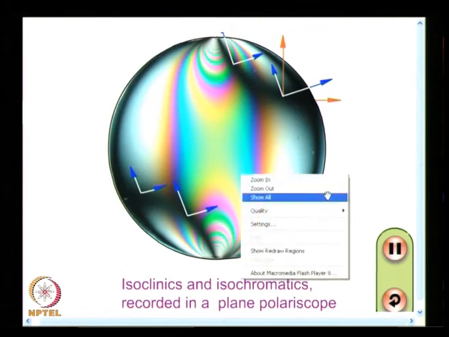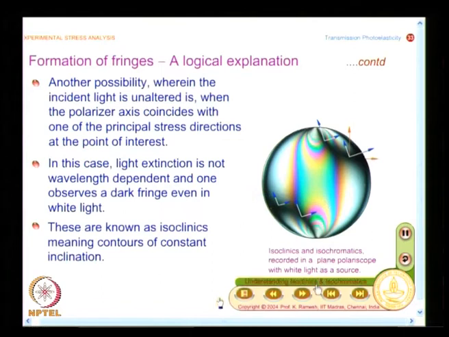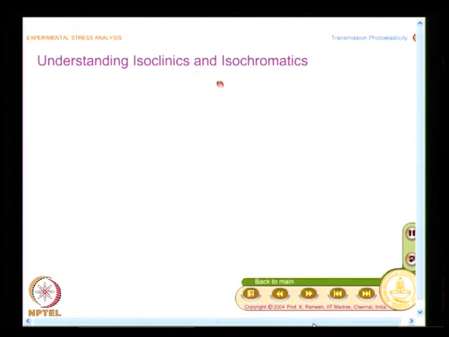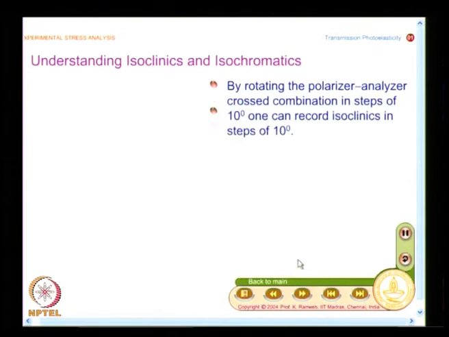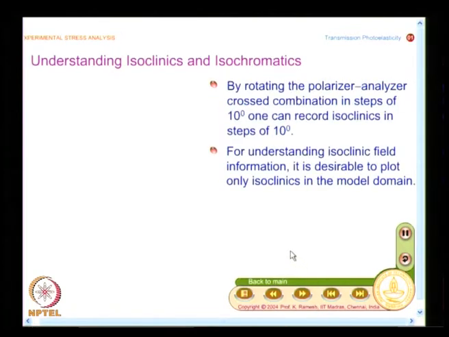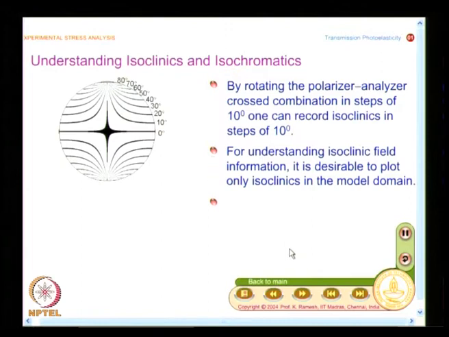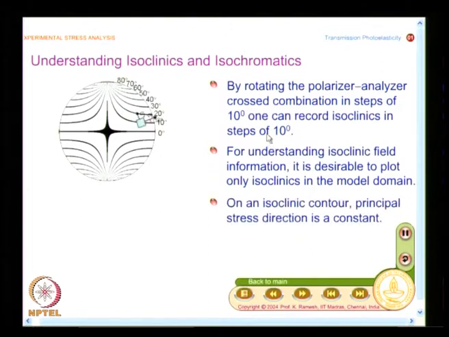And we can also have another way of looking at it. We will also have a look at what way we can represent it. What I do is rotate the polarizer analyzer crossed combination in steps of 10 degrees. One can record isoclinics in steps of 10 degrees and plot them.